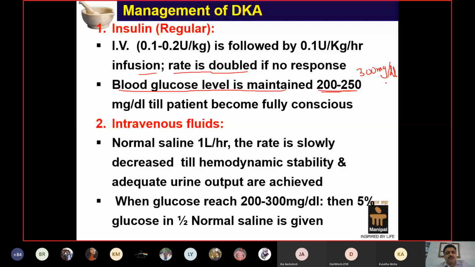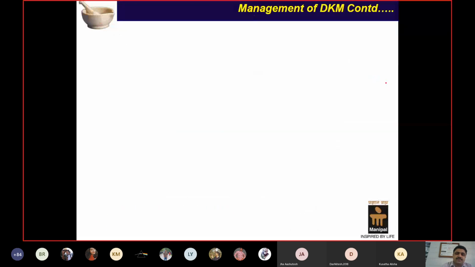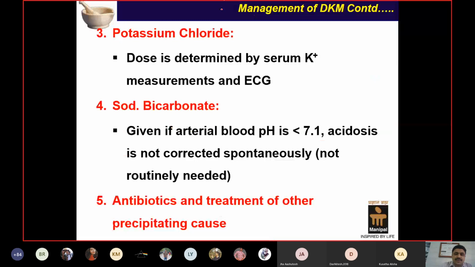But one thing you have to remember is, when you start insulin, what is the side effect of insulin? What is the relation between potassium level and insulin? Anyone? Decreased potassium level, hypokalemia. Yes, very good. So when you start insulin, giving it in very high dose, the potassium level may start falling. That is sure. So you have to monitor the blood potassium level. If there is hypokalemia, the potassium level is low, then we give potassium chloride. The dose is determined by serum potassium measurement and ECG. So you have to consider this, and generally potassium is required.